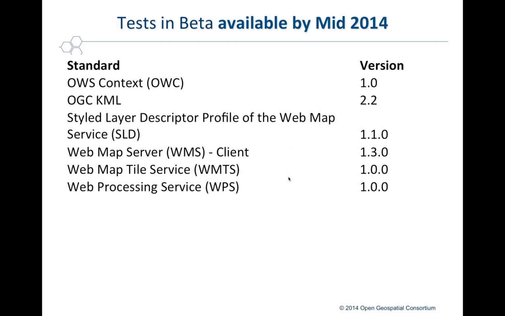So what happens is, if you have a client, you start the testing process and we will give you a URL that you need to exercise. That URL intercepts the request that goes to a compliant server, and then we will check if the client is doing appropriate requests and if it is doing all of the requests required to get compliance. And we have Web Map Tile Service and Web Processing Service.